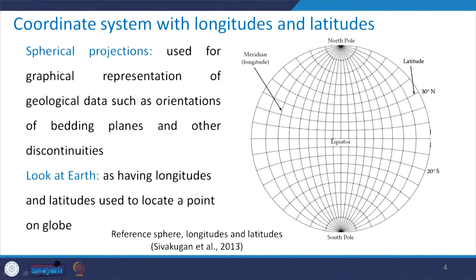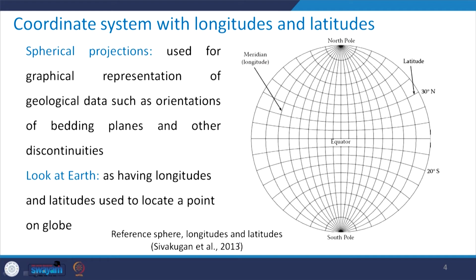Coming to the coordinate system with longitudes and latitude. We will make use of these spherical projections for the graphical representation of the geological data. What do we mean by that geological data? That means it is the orientation of the planes or any discontinuity. It can be faults, folds, anything. It can be a slope face as well.